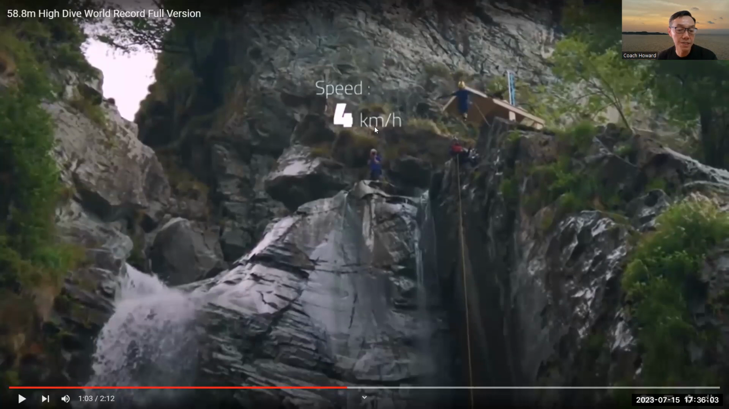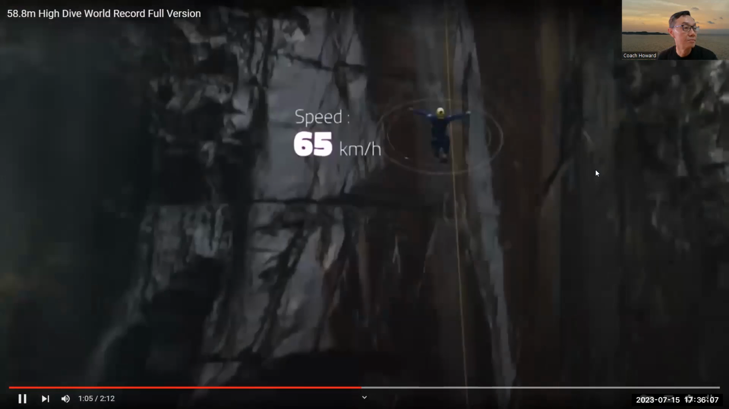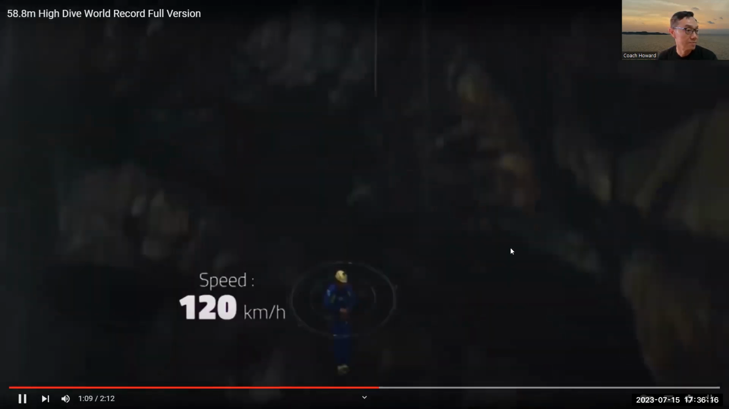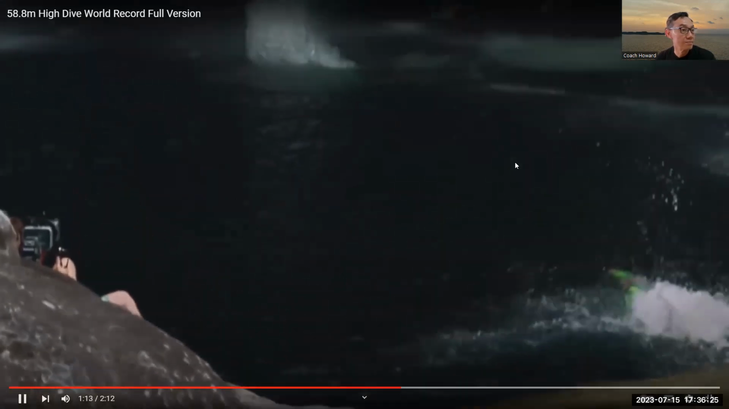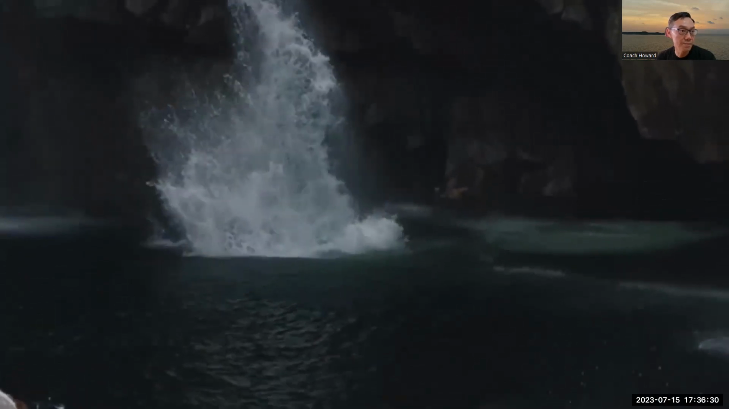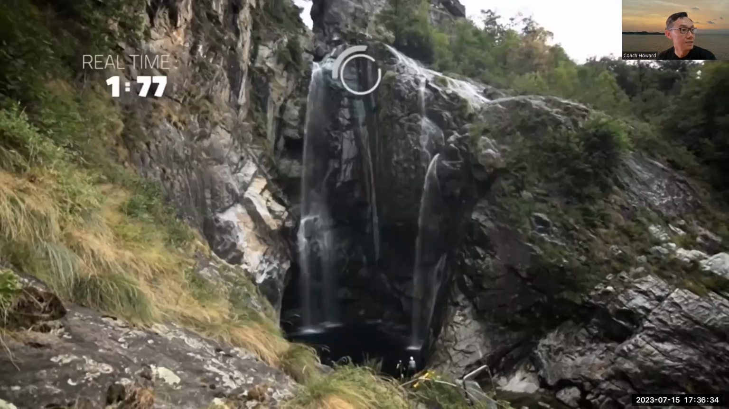So this is measured in kilometers per hour. He exceeded 100 kilometers per hour before hitting the surface of the water. Top speed 123 kilometers per hour. I think in less than 4 seconds. Let's see the timing shot. With 5.85 seconds. This is the time.